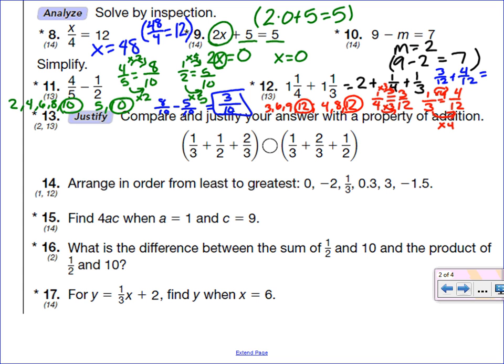Again, same thing as with subtracting. You add the numerators and keep the bottom the same, so 7/12. And then we still have the 2 wholes, so your final answer is 2 and 7/12.